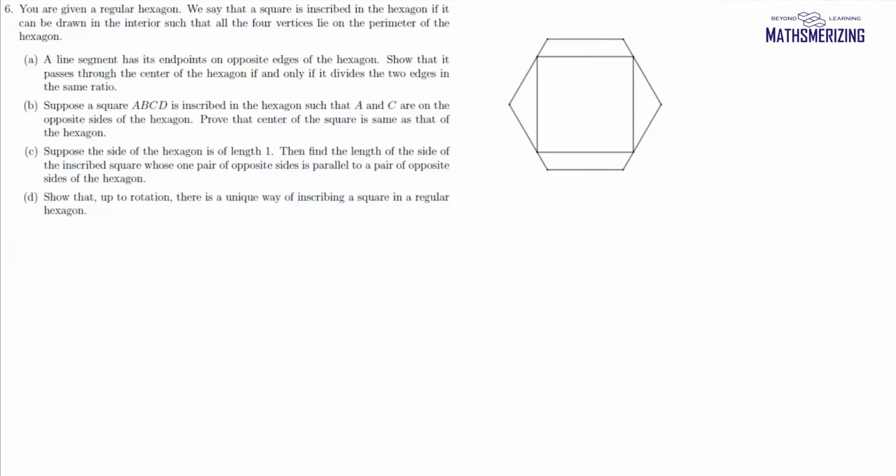Now the next question is, you are given a regular hexagon. We say that a square is inscribed in a hexagon if it can be drawn in the interior such that all the four vertices lie on the perimeter of the hexagon.